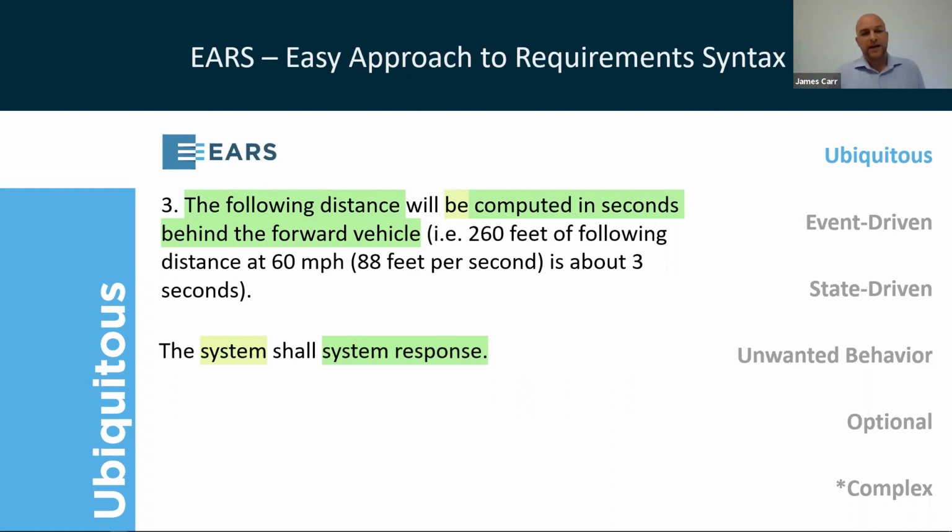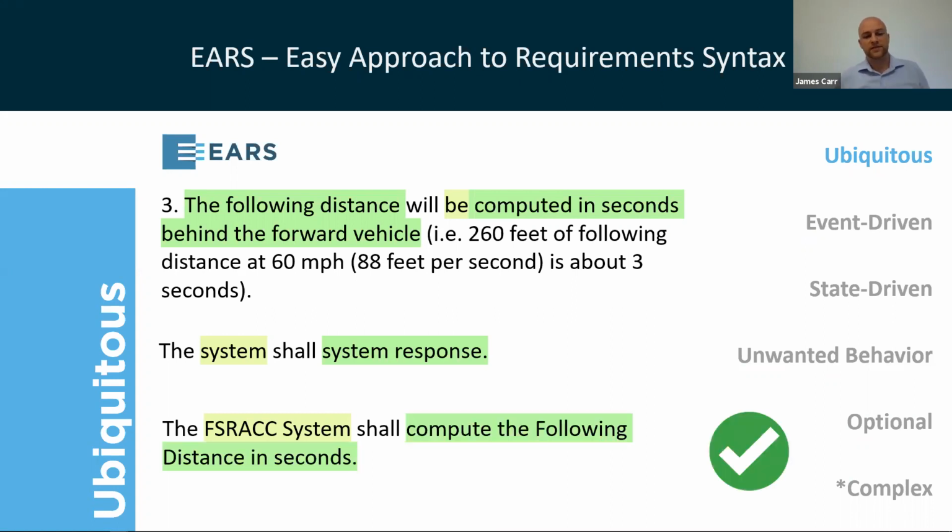And this is written in passive voice. So you'll see it's just saying will be computed, but it's not making it clear who or what is responsible for that. So the system in this case is actually the full speed range adaptive cruise control. So you could have a glossary for this document that defines what that means. And then you can simply use the FSRACC full speed range adaptive cruise control system shall, and then list in that system response. So we can reformat this to the FSRACC system shall compute the following distance in seconds.